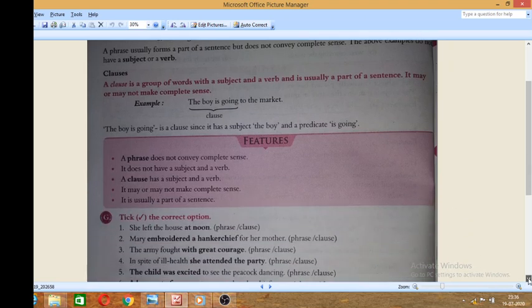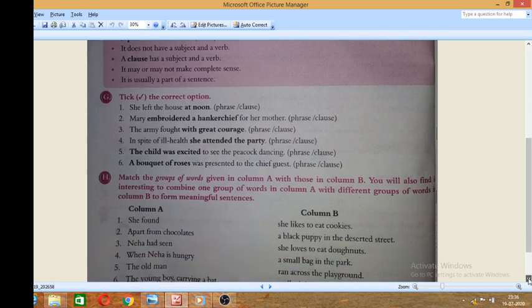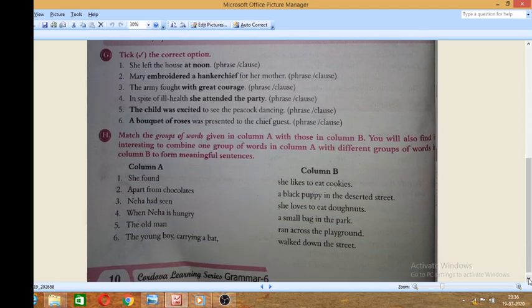These are the features. Then the exercise. Though you have done all the exercises, you can do them again. I have given you the answer key, but if you want, I can give it to you again.